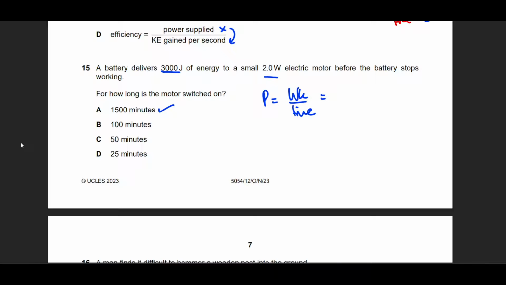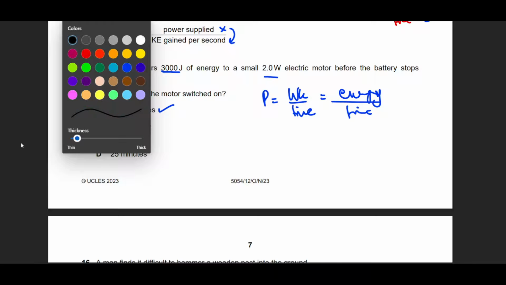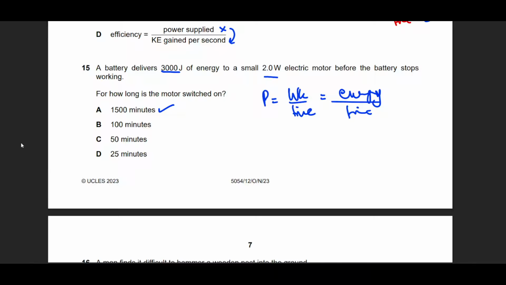I generally recommend to my students that they don't remember this as work done, but always remember it as energy divided by time. You see, both have the same units. If the units are the same, then they can be interchanged in the equation. So I'm spending 3000 joules of energy and the power output is 2 watts, divided by T. So I take T over there. So T is equal to 3000 divided by 2, which becomes 1500.